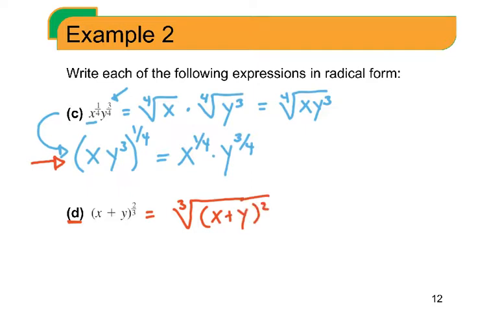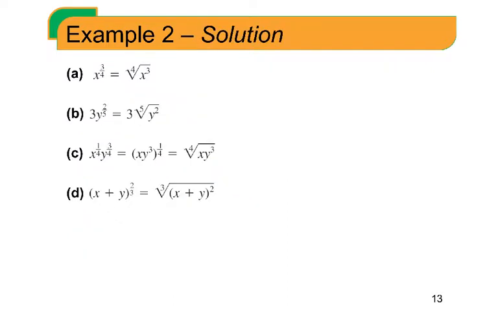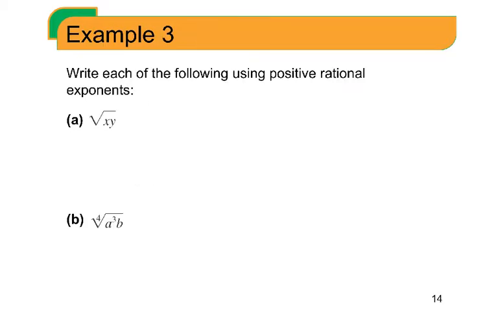So how can I convince you that's right? Well, I could write this as x plus y squared to the 1/3 power, couldn't I? All right. Now we go the other way. What would this be?